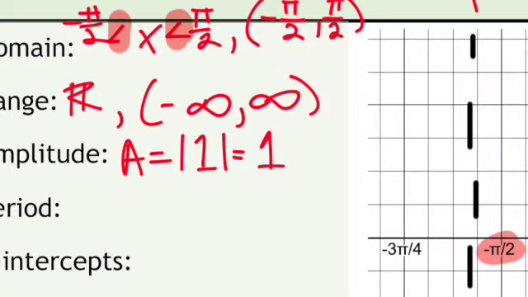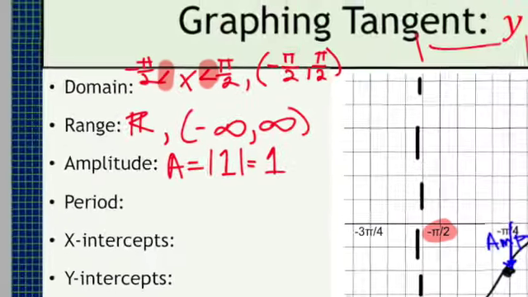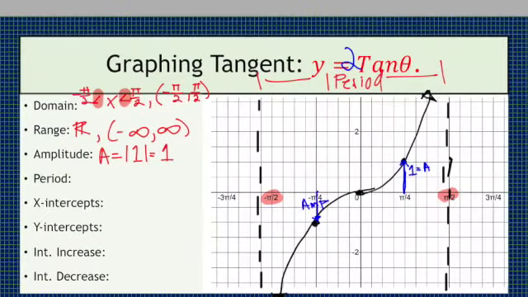Okay, no matter what, because it's distance, right? It's calculating the distance from the x-axis to that point. All right, so what's the period? So we've already talked about the period, right?